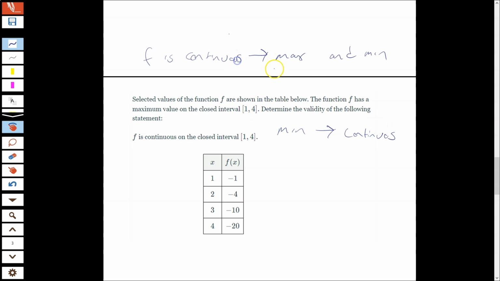I think continuous has two u's in it. Okay, so this is not necessarily true.